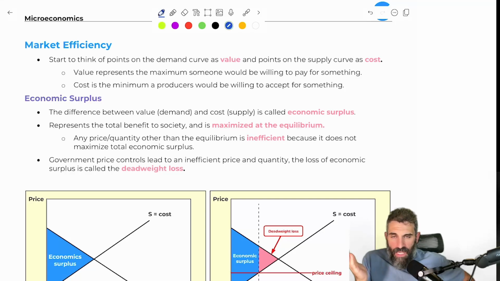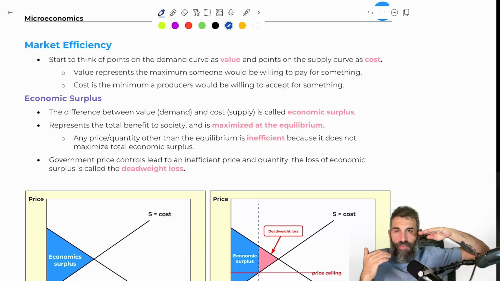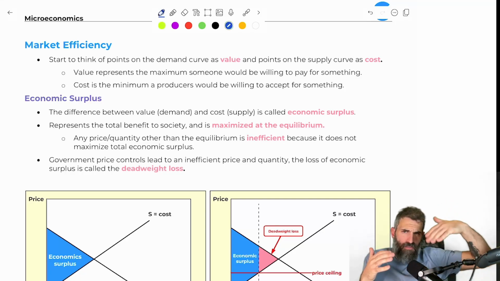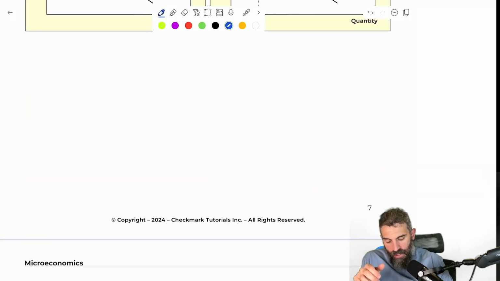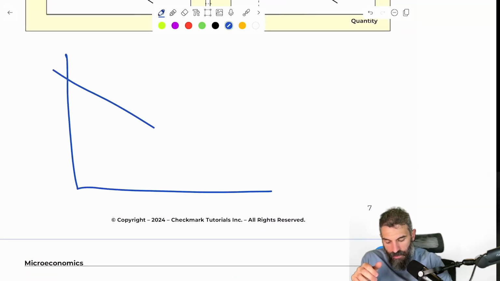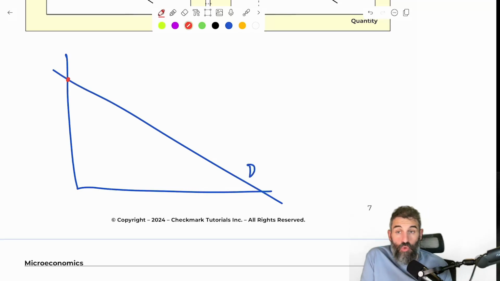Think of anything you like, anything you would buy. There is a maximum that you would be willing to pay. And that is basically how much you value that thing. If you value something for $50, then that's the most you would ever pay for it. You wouldn't pay $100. So try and imagine that the demand curve represents the value placed on every unit of product.